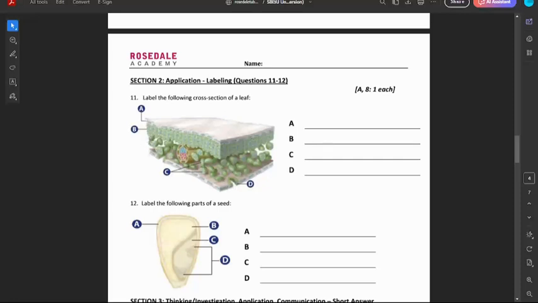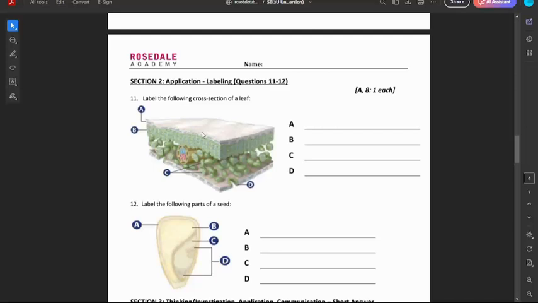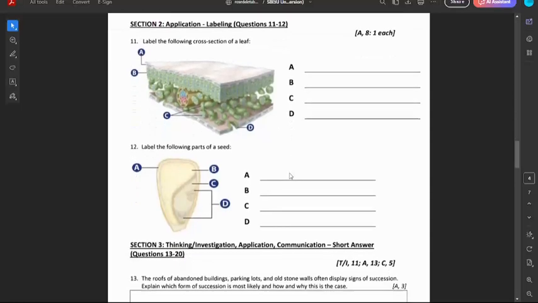And B right here, that's our palisade mesophyll, which is the one actually responsible for photosynthesis. Also, this is what I was talking about earlier. This one was the straight one, actually responsible, and these were just for airspace, so that the plants can still have air traveling. Spongy mesophyll.